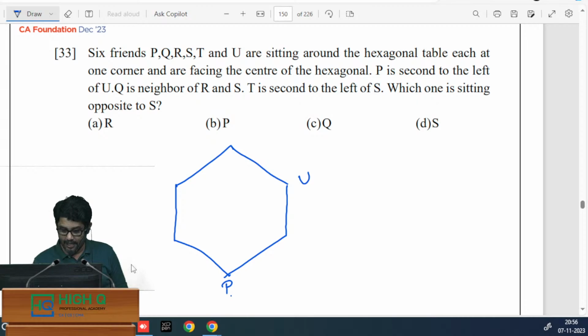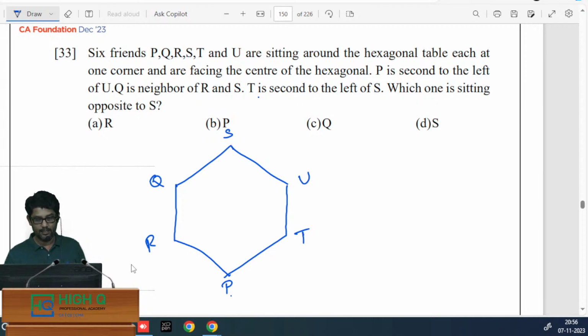Q is neighbor of R and S. T is second to the left of S. Q is neighbor of R and S, that means Q is between R and S. T is second to the left of S. So that means S is here, R is here, and T is second to the left. I think this is the arrangement.